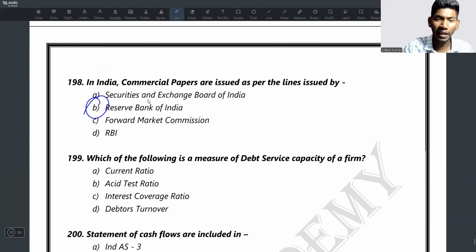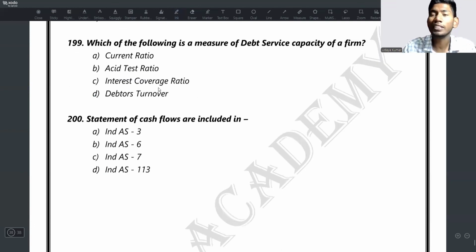Moving to question 199. Which of the following is a measure of debt service capacity of a firm? Debt service capacity of a firm. Okay, here what are the options? Current ratio, acid test ratio, interest coverage ratio, debtors ratio. Here the option is interest coverage ratio. It measures a firm's ability to meet its interest obligations, right? So it is nothing but debt service, right? Indicating its capacity to service the debt.